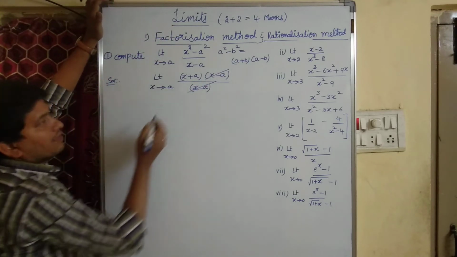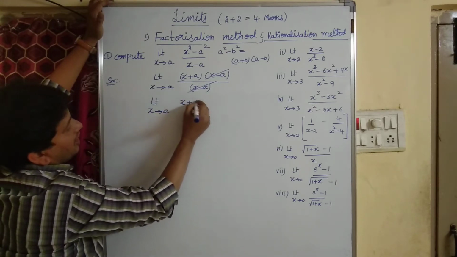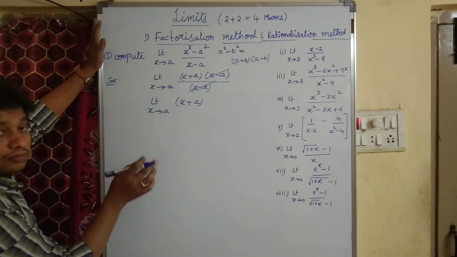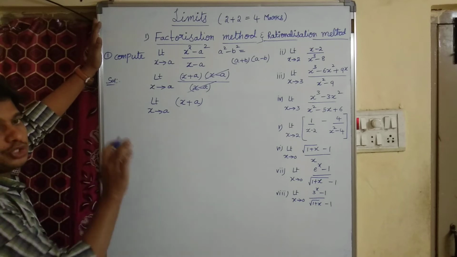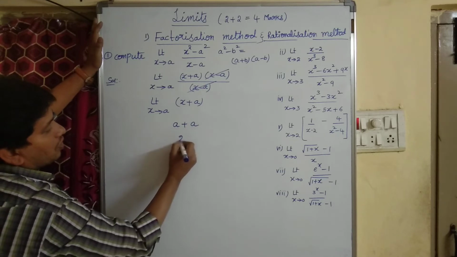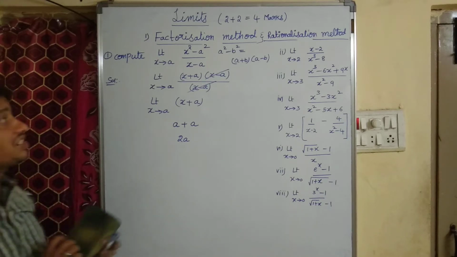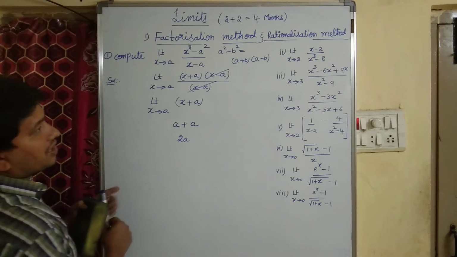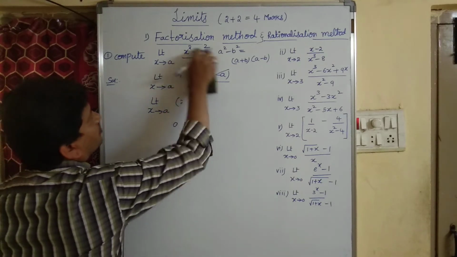In the denominator we have x minus a. So x minus a gets cancelled. So limit x tends to a of x plus a. The meaning of x tends to a is that in place of x we need to substitute a. x is approaching a, right? So in place of x you substitute a, that is a plus a, which is equal to how much? 2a. So what is the value of limit x tends to a, (x square minus a square) divided by (x minus a)? The answer is 2a. Right?